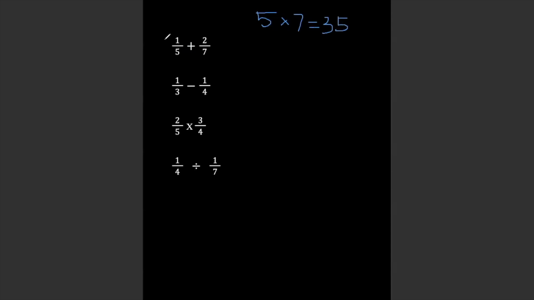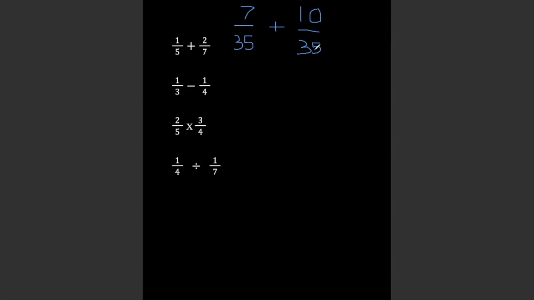Now to transform each into 35ths, we're going to start off with this left one here. So we're going to multiply the 1 by the 7 to get 7 35ths, or 7 over 35. Now we're going to do the next one, and we're going to multiply this 2 by the 5. So we get 10 over 35.